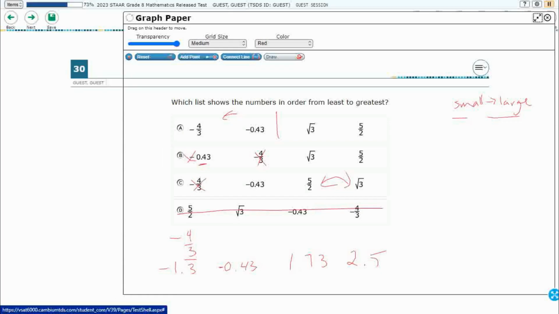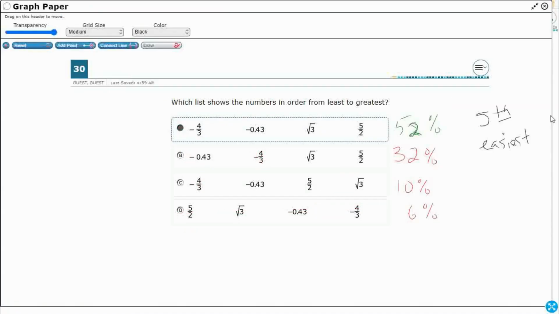Let's see how we did across the state of Texas. As you can imagine, this was the fifth easiest. We had over half of our students get it correct. And here's the interesting thing. Almost a third got this incorrect answer B here. And you see it's exactly identical, except for those two right there.